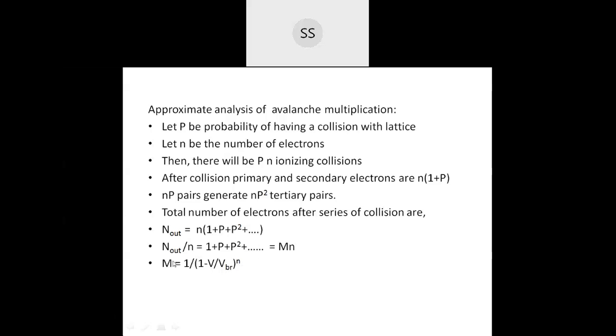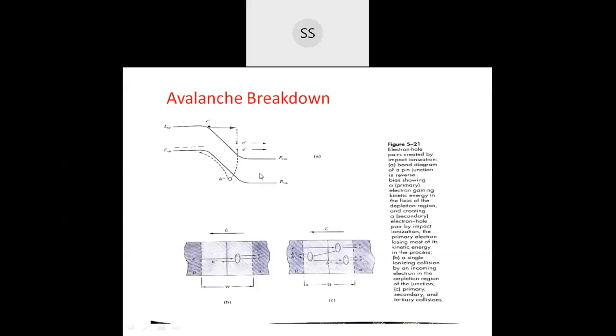This equation gives how the number of carriers gets multiplied due to a series of collisions. That phenomenon observed at the junction is called avalanche breakdown. Because of this, a huge number of carriers emerge at a time, and it leads to further breakdown of the junction, which results in a large reverse saturation current. So these are the two small topics related to the reverse breakdown.